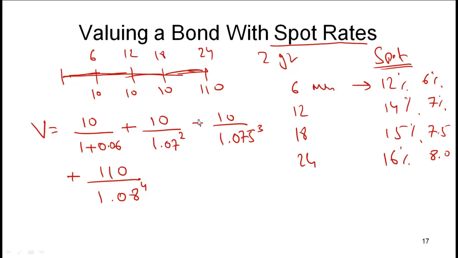So the most precise way of valuing this bond is to come up with the present value of all the future cash flows, using the specific spot rate to come up with the present value. So I'm not going to do this calculation right now. The concept is what matters. So do these calculations, and that should give you the value of a bond using spot rates.